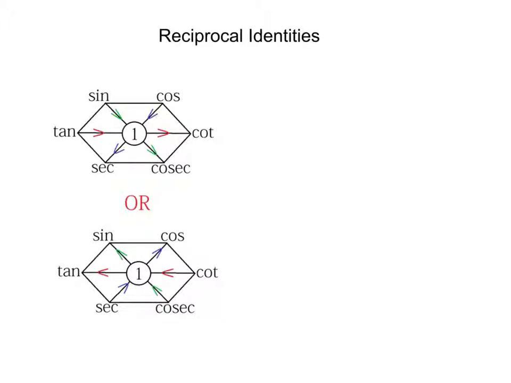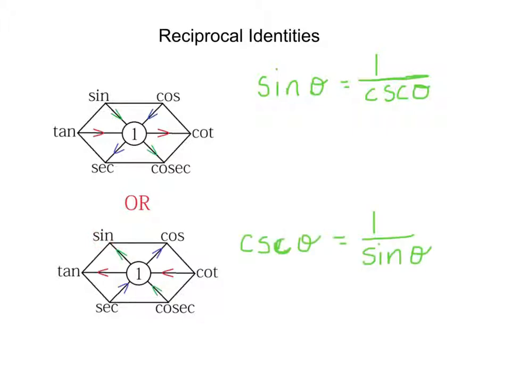If you follow the color-coded arrows, for example the two green arrows, sine is equal to 1 divided by cosecant. We abbreviate this CSC, cosecant. You can also go backwards through the hexagon: cosecant is 1 divided by sine. Now most of the time you're going to be simplifying, which means you'll be going in reverse.